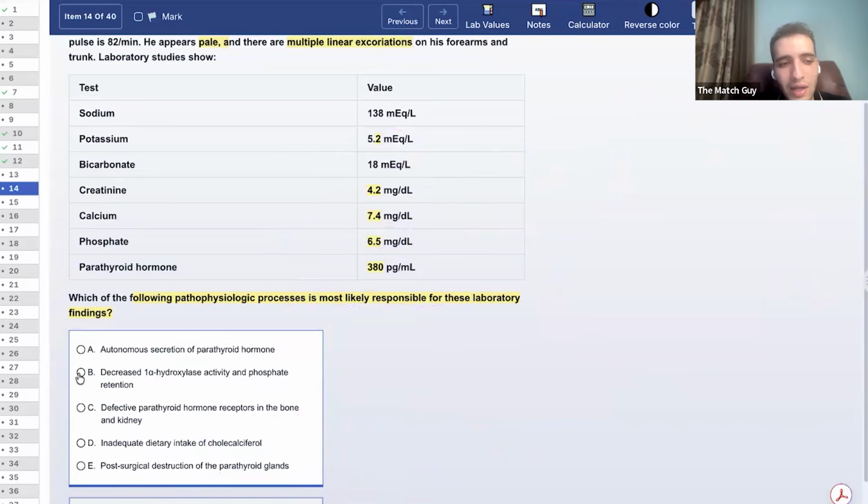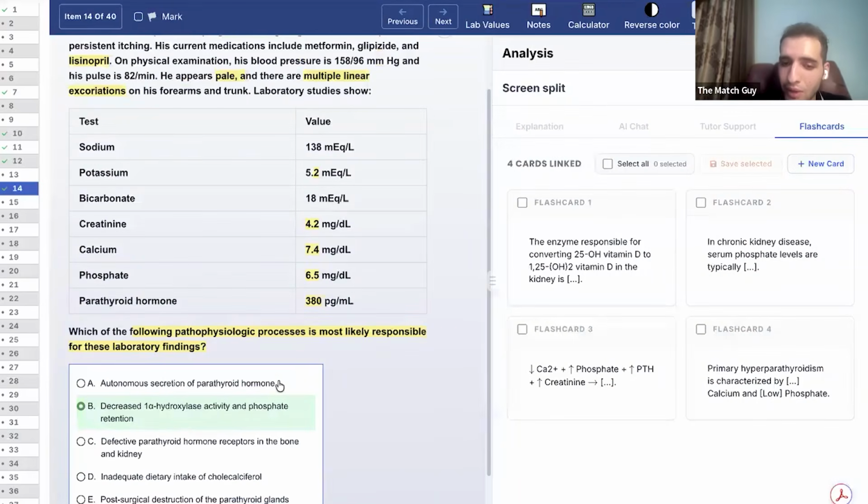So the answer would be decreased hydroxylase activity. It's not A. But again, maybe I am wrong. Maybe the answer comes back as A. So I will submit my answer and I will make sure I am correct.